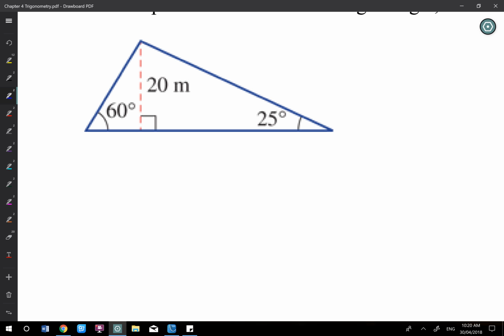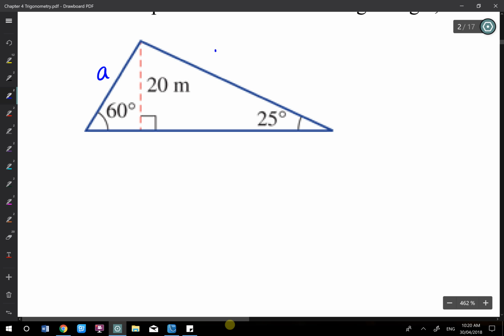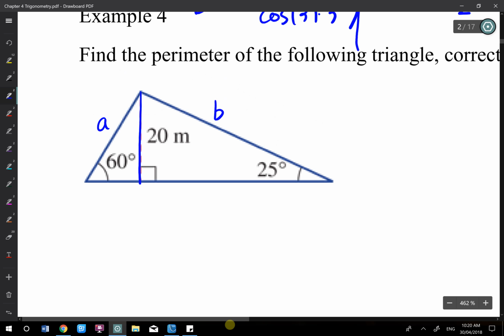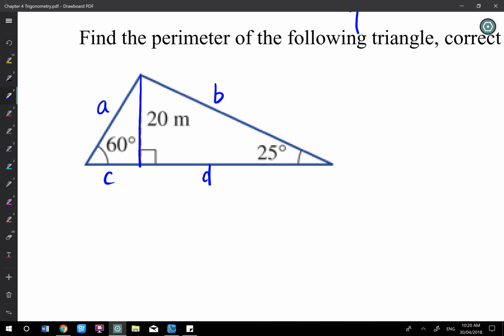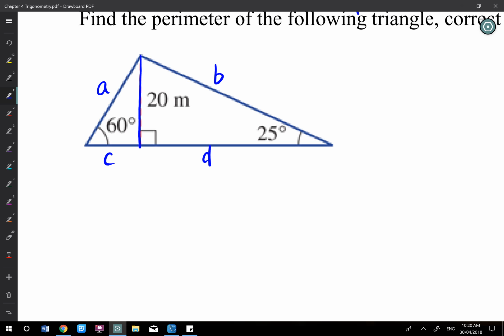So what I want to find is the A, B, C, D values, right? That's what I want to find. I will say that's C, that's D. So I will add A, B, C, and D together to give me the perimeter of this triangle. If I want to find the A and C values, I need to use the 20 to help me.